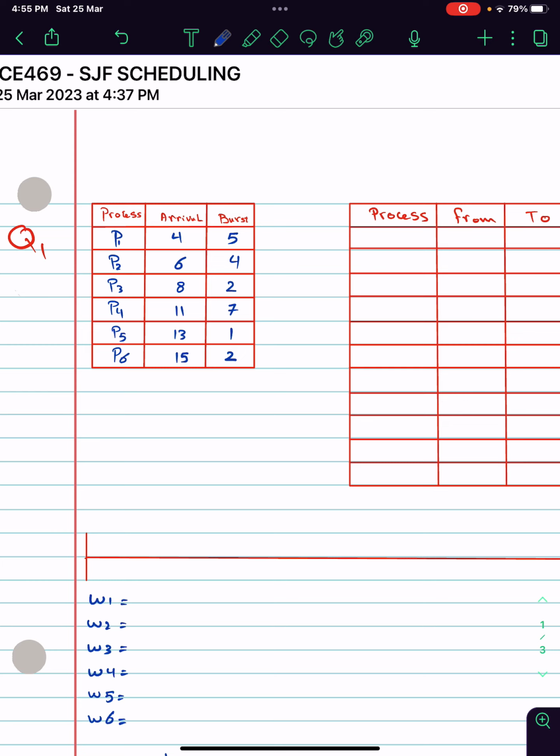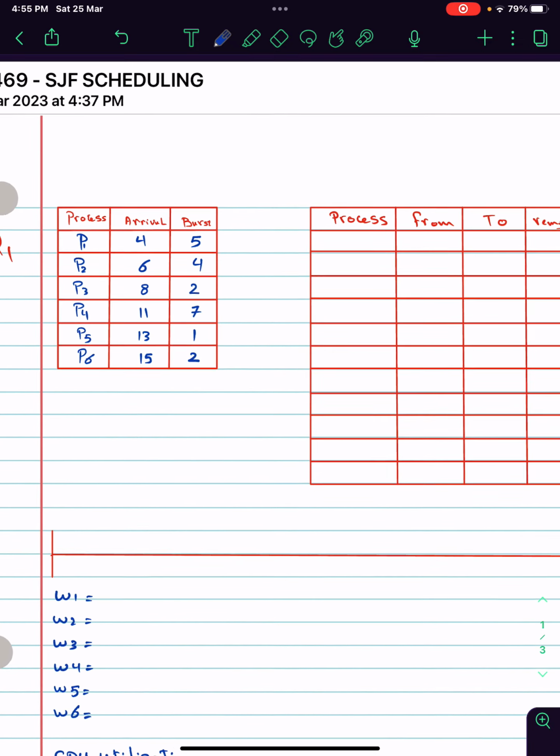Of course, when you choose, you need to choose among those who already arrived. So if there is a process that did not arrive yet, so it's going to be arriving in the future, it's not really among the candidates that you would be choosing from, okay? So let's solve the first problem.